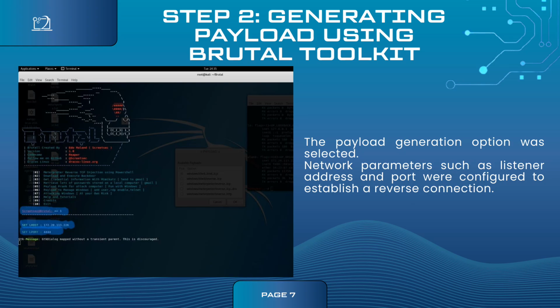A payload refers to the part of malicious software that performs the main action once executed. In this demonstration, payload generation was configured to simulate a reverse connection, which is a common technique used by attackers to regain access to a compromised system. Network parameters such as the listener address and port were defined only within a test environment. This helped us understand how attackers maintain control and, more importantly, how security systems can detect unusual outbound connections.